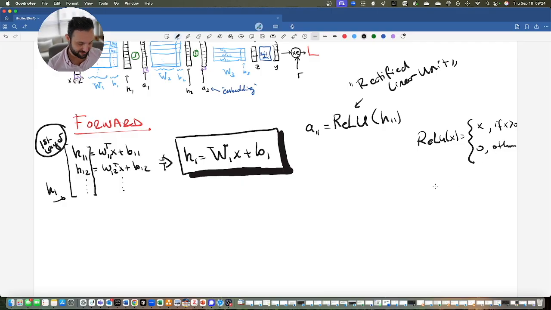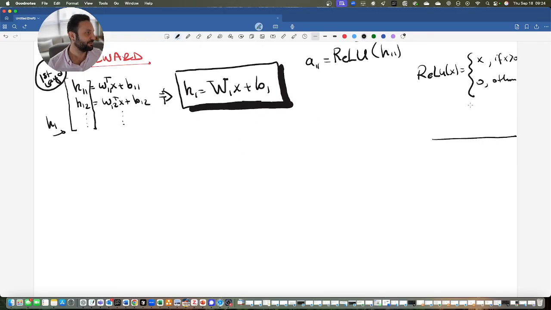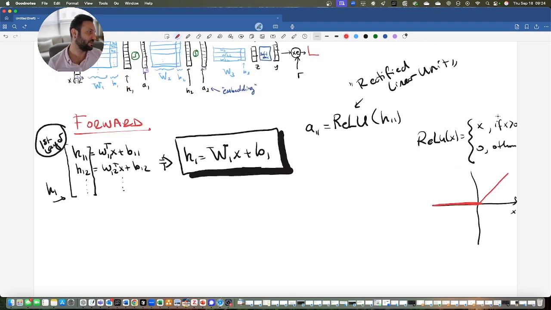So what it does is take as input anything on the real axis, and it gives you x if it is greater than 0, so it is linear. If it is less than 0, all you get is 0. It's clipped, right? This is rectifying it. And A12 is again the value of H12, and so on.